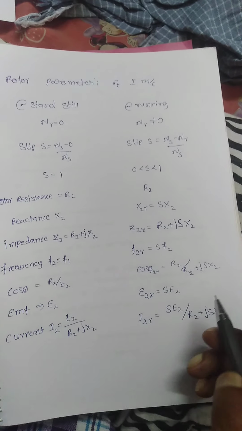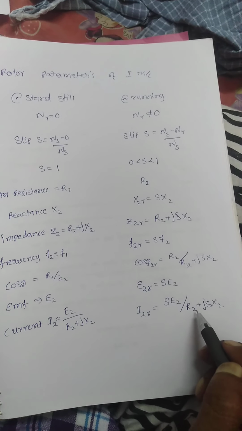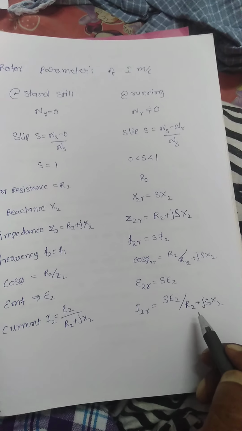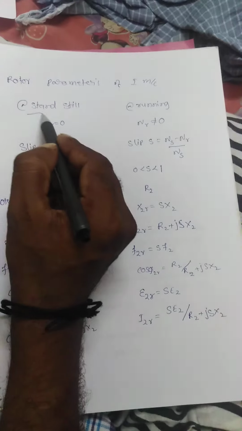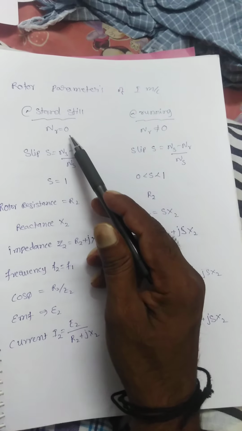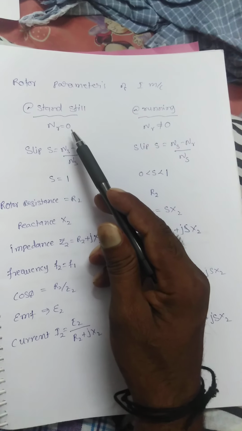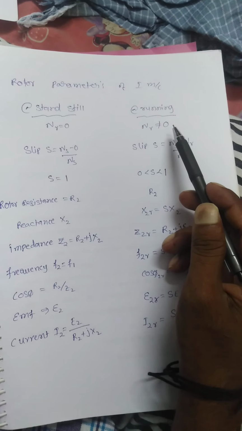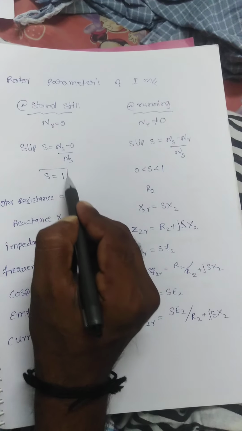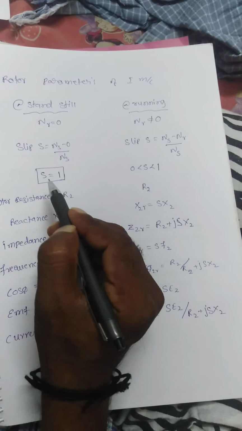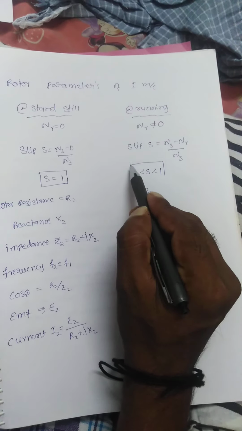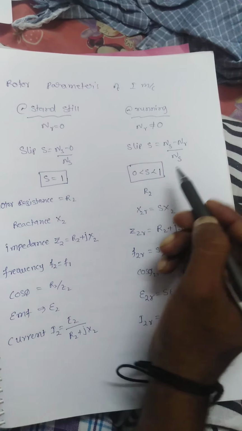And rotor current under running. The rotor currents are different under starting, that is standstill condition, and running conditions. So these are the rotor parameters under standstill condition and running condition. The rotor speed is 0 at standstill condition, and the rotor speed is not equal to 0 under running condition, and slip is s equal to 1. It is very important that under standstill condition of the induction machine, slip is 1. Under running, the slip is between 0 and 1.